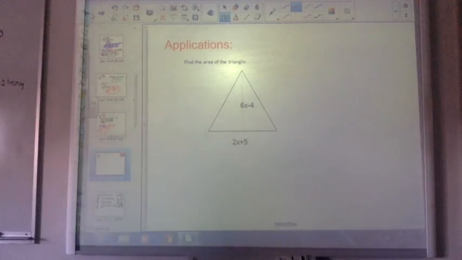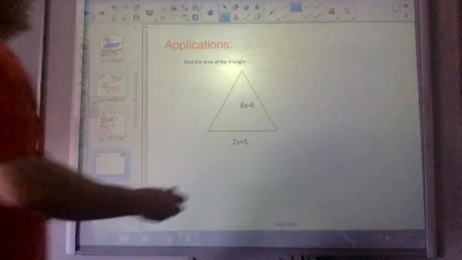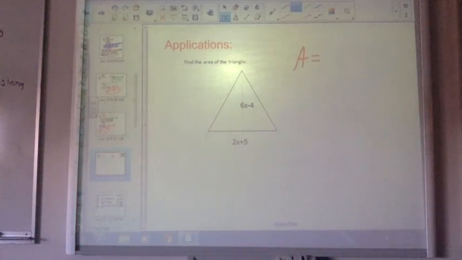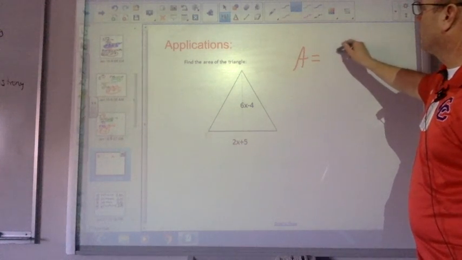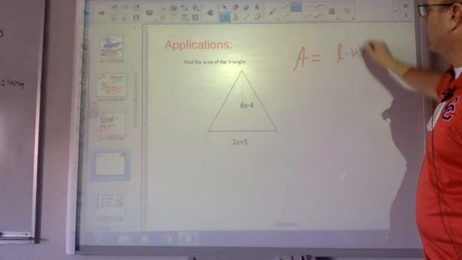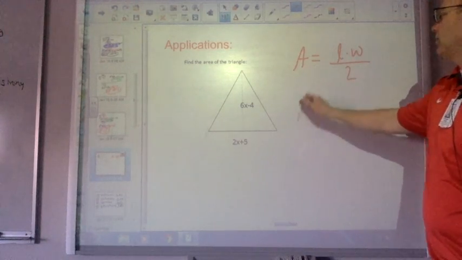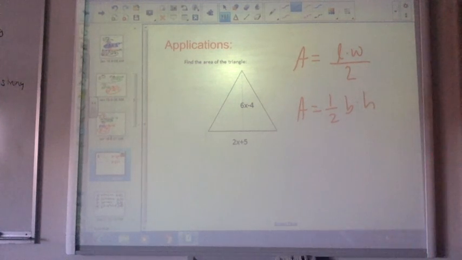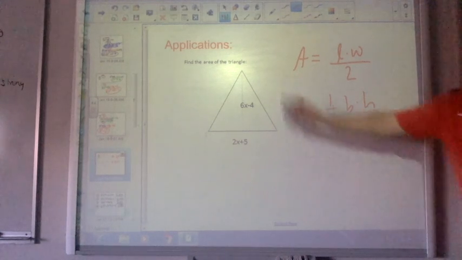Find the area of the triangle. What's the equation to find the area of a triangle? Y equals mx plus b? That's a linear equation. It's length times width divided by 2. Sometimes you might have heard this as 1/2 base times height as well. Either way is the correct way to think about it. What you need to know about the base and the height, or the length and the width of a triangle, is they have to be perpendicular to each other. Which they are. They form 90 degrees.